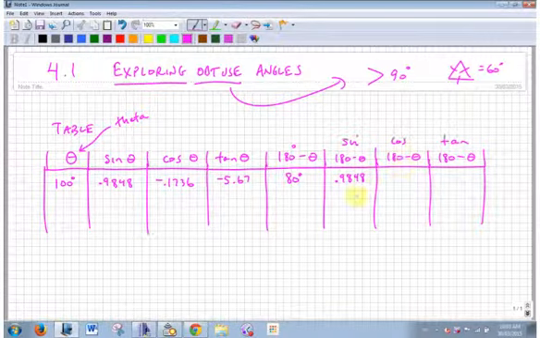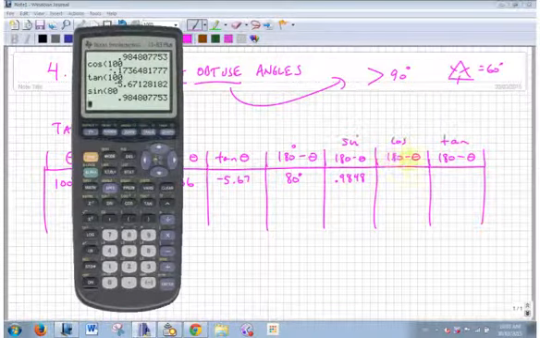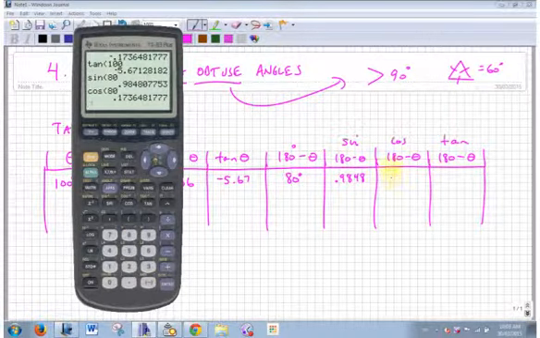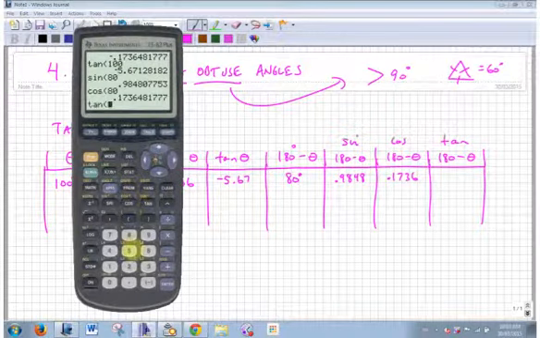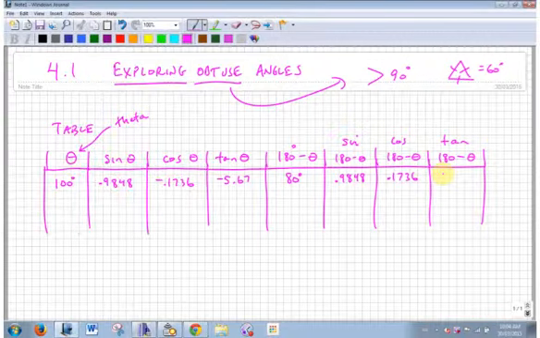Let's continue on. What is the cosine of 180 minus 100 degrees, or cosine of 80 degrees? 0.1736. Does that number ring a bell? And let's do the tangent of 80 degrees.